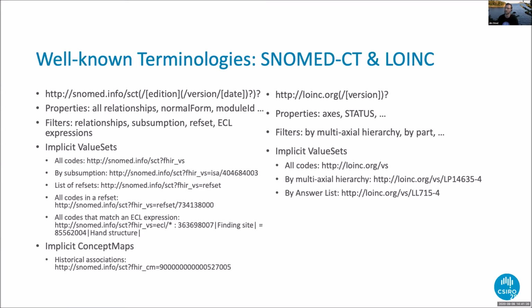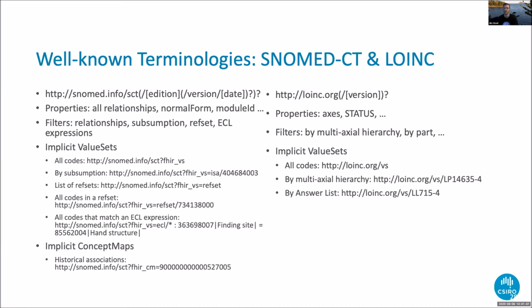And it comes with a bunch of implicit value sets. So there's this implicit value set here with the fhir_vs. That's the one I used in a couple of my examples. That's all of the codes in SNOMED. There are also implicit value sets by subsumption. So if, at the end of that fhir_vs, you put ?fhir_vs=isa/ and then some SNOMED code, that will represent the value set of that code and all of its descendants.